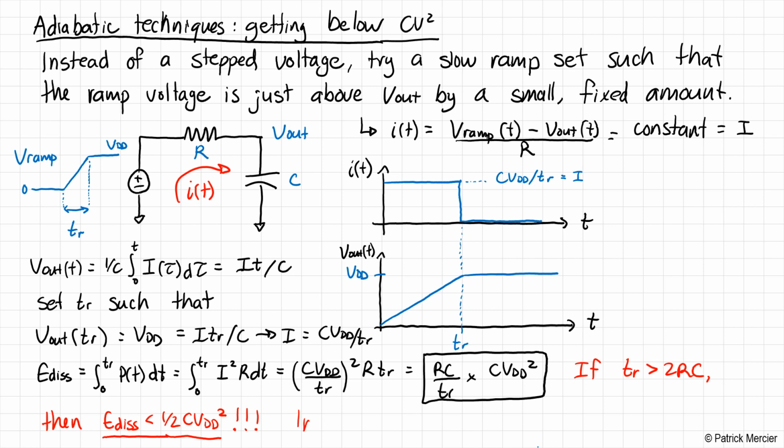In fact, the limit as we take TR to infinity, if we charge infinitely slowly, of this formula, RC over TR times C VDD squared, is equal to 0. So that's really interesting, right? If we charge infinitely slowly, then we dissipate 0 power, ideally. Or we consume 0 energy. That means if we operate very slowly, then we could potentially be exceedingly energy efficient.